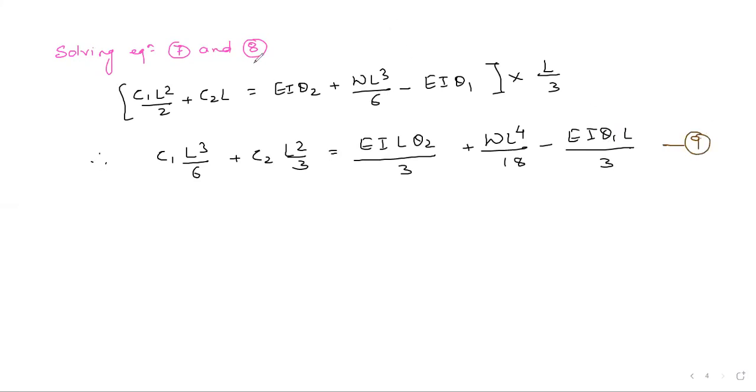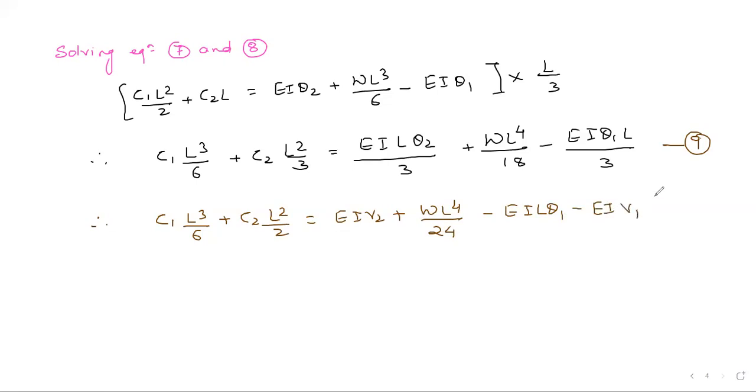Similarly, for equation number 8, the same thing I did for equation number 7, I am going to do for equation number 8. Directly I am writing equation number 8 after reduction. That will be written as C1 L cube by 6 plus C2 L square by 2 will be equal to EI V2 plus W L to the power 4 by 24 minus EI L theta 1 minus EI V1. Let us take this as equation number 10. What I have done for equation number 7, I have done for equation number 8 also, and I have just rewritten the equation. That's it, nothing else.